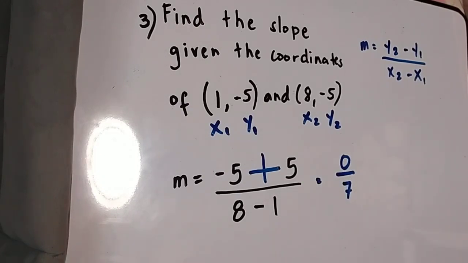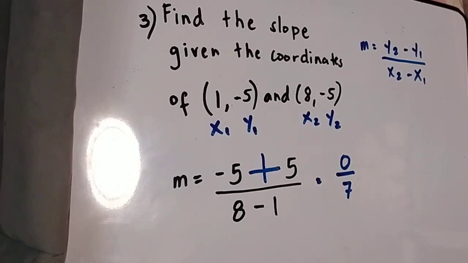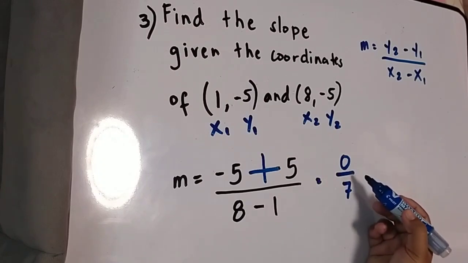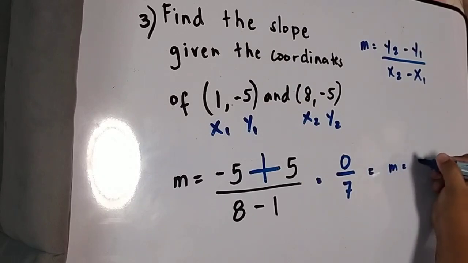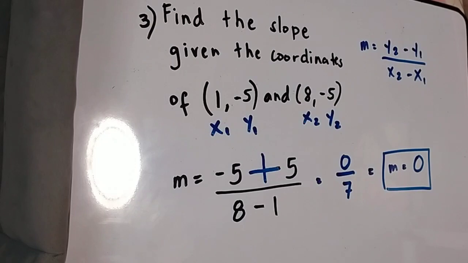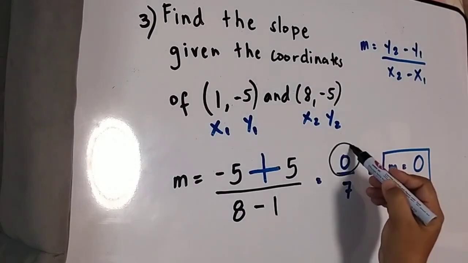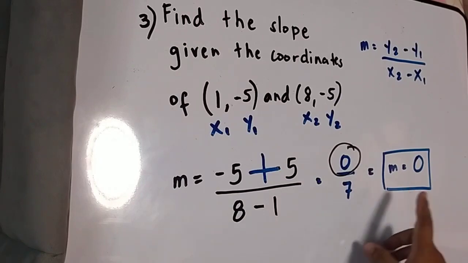Okay? So, therefore, in your numerator, the value is 0. Di ba kapag 0 yung numerator, ang final answer natin dyan para sa slope is 0. Again, pag yung numerator nyo ay 0, ang final answer ay 0. Kapag fraction ha.